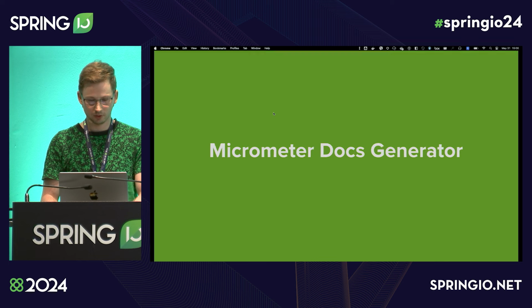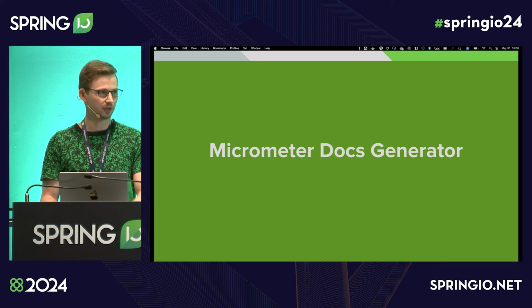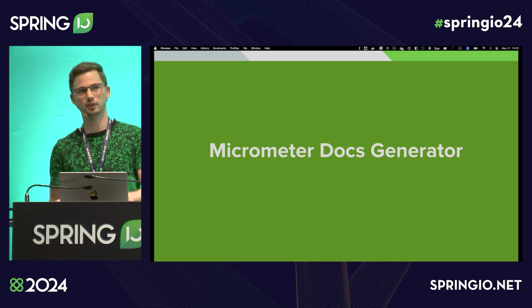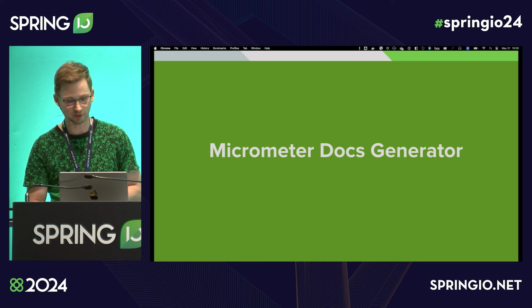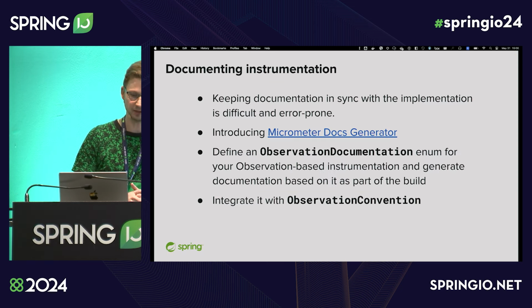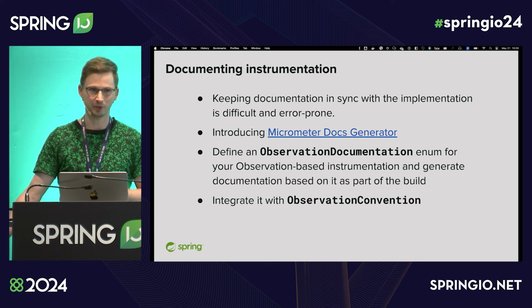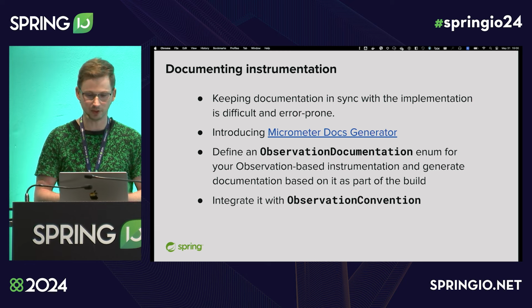Okay, so that was pretty neat, but let's talk about documentation. So we also, at the same time that we released the Micrometer Observation module, released another module called Micrometer Docs Generator. And the problem that we're trying to solve here is that you have this observability data now, but you want to document it because people need to know that it exists and what the values are.